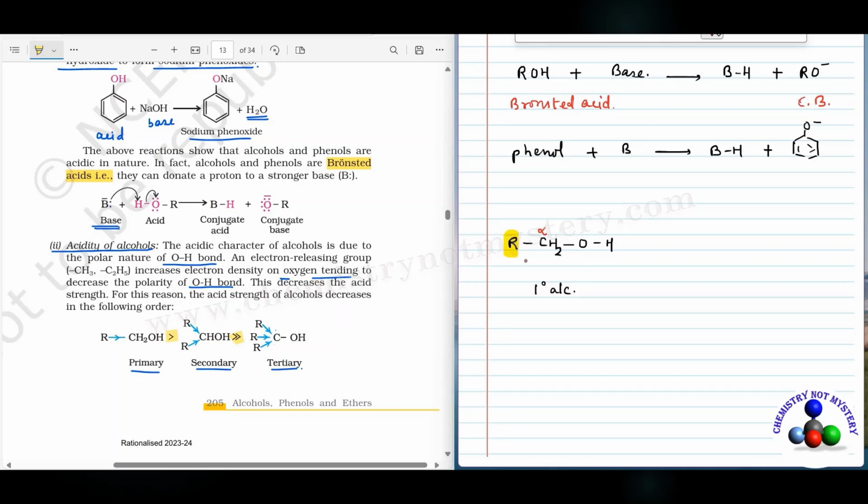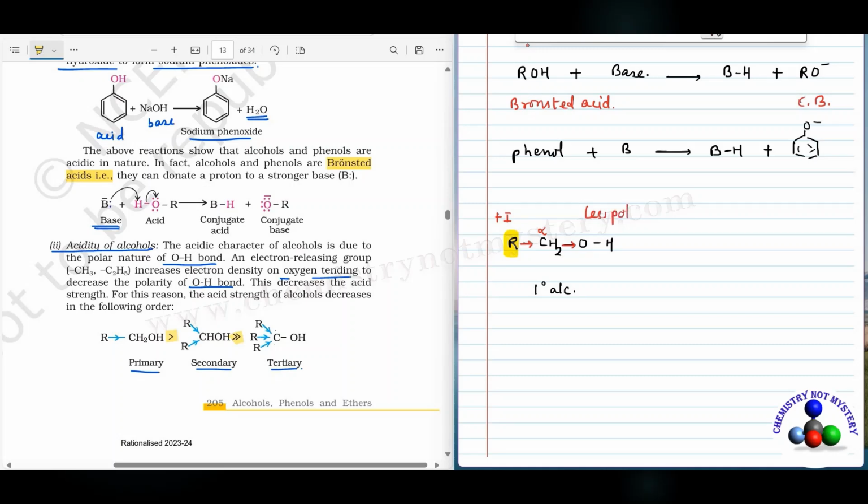In this primary alcohol, the alkyl group donates electron density through the plus I effect. By the donation of electron density through the plus I effect, this alpha carbon becomes electron rich. Now this electron rich alpha carbon donates electron density to oxygen. Because this oxygen has gained electron density from the alpha carbon, it will withdraw less electron density from hydrogen. That's why the bond between oxygen and hydrogen becomes less polar.